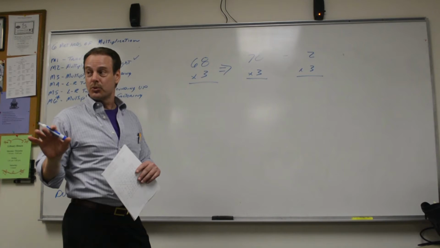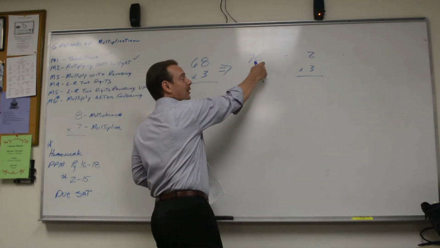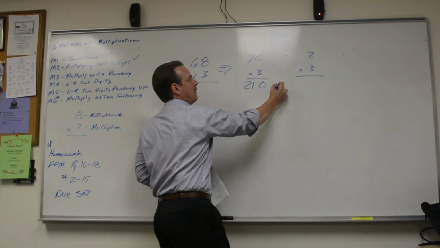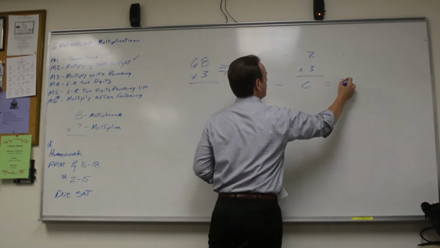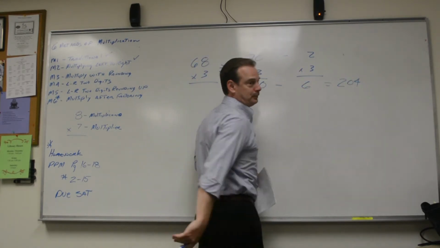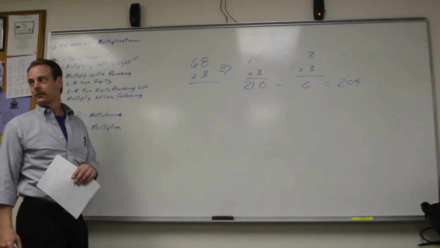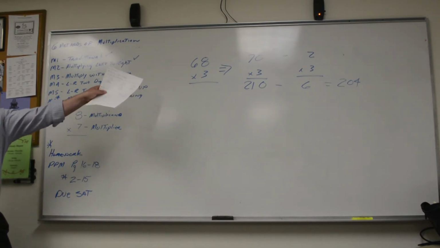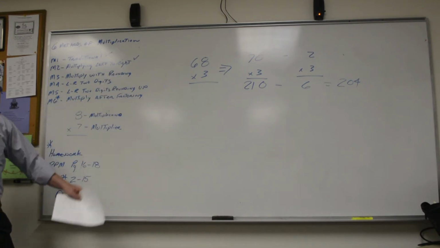Now watch. Here's where the speed comes. You don't have to do 3 times 0. Let's just put the 0 there. 3 times 7 is 21. Minus 6 equals 204. Because you multiplied it by 3, you also have to multiply the 2 that you subtracted by 3.